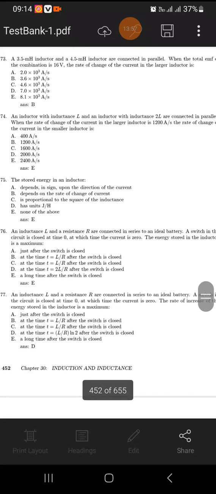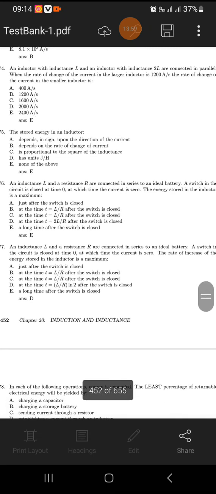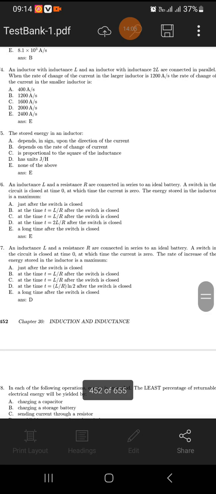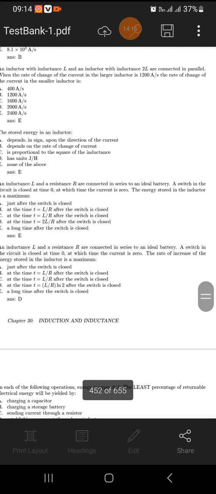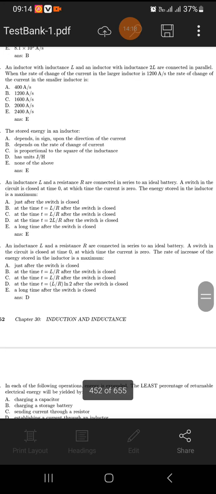So an inductor with inductance L and an inductor with inductance 2L are connected in parallel. When the rate of change of the current in the larger inductor is 1200 amperes per second, the rate of change of the current in the smaller inductor is what? It's E, 2400. I like this number.